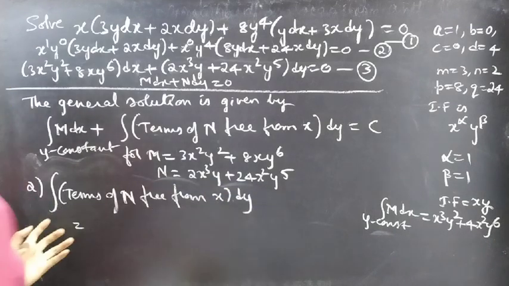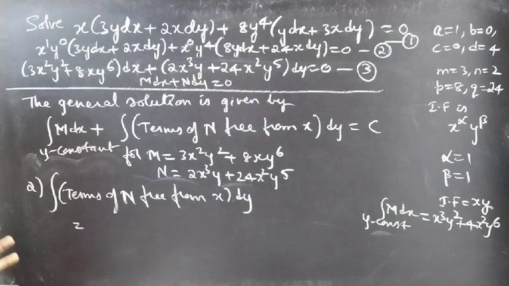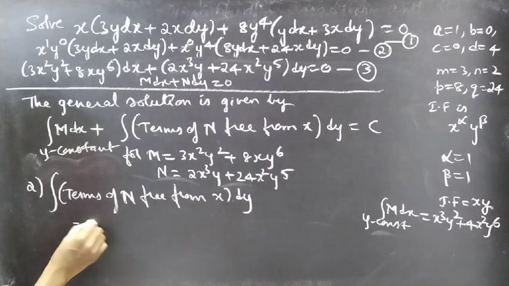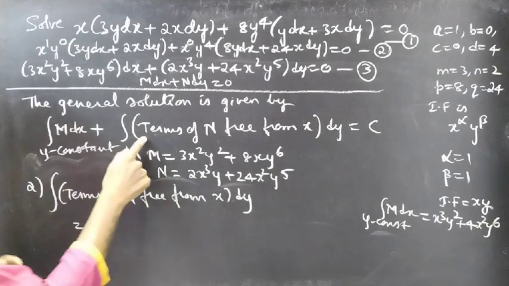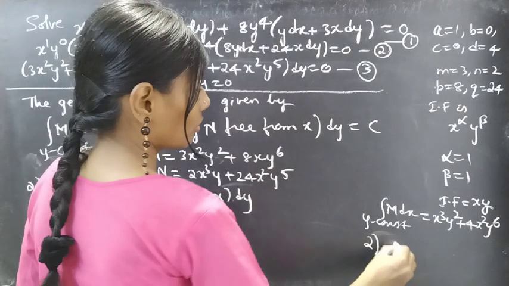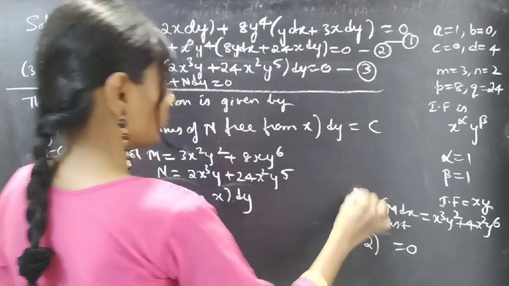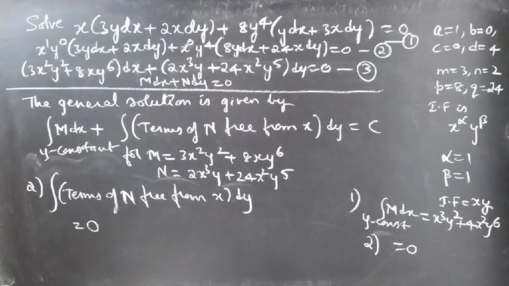In both the terms we are having x, so there is no such term which is free from x, right? So we'll get integral of terms of n free from x into dy is 0. So the result obtained from the second integral is 0, right? Now coming to the general solution.